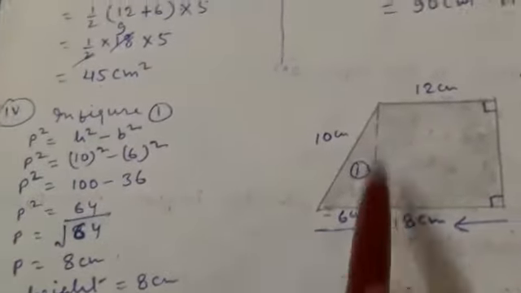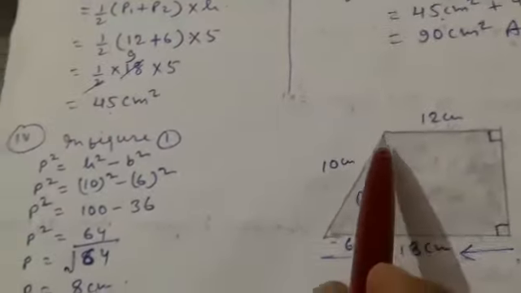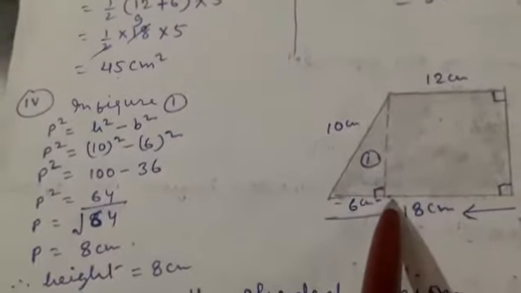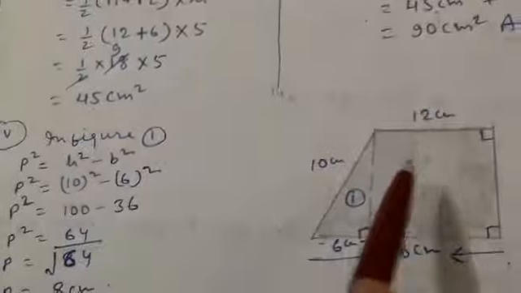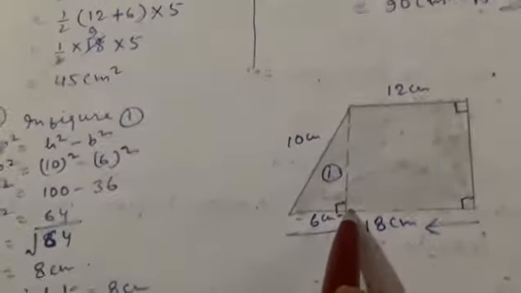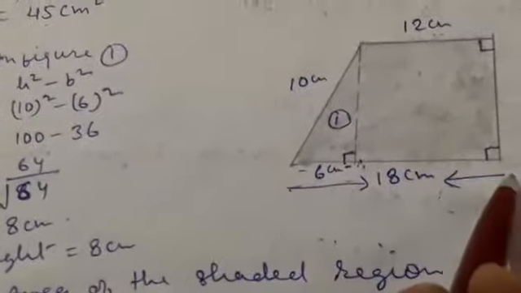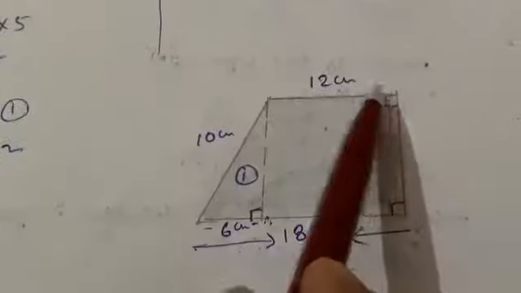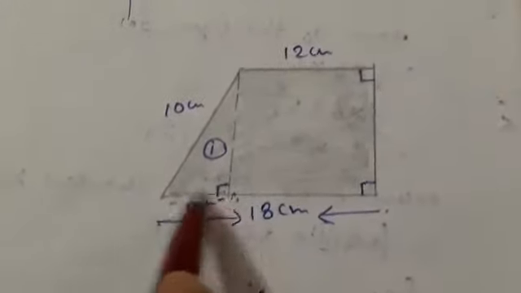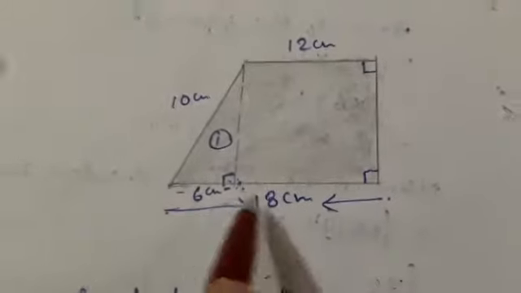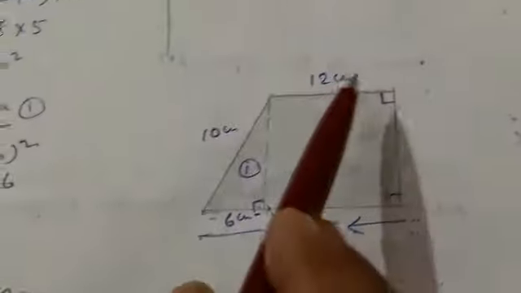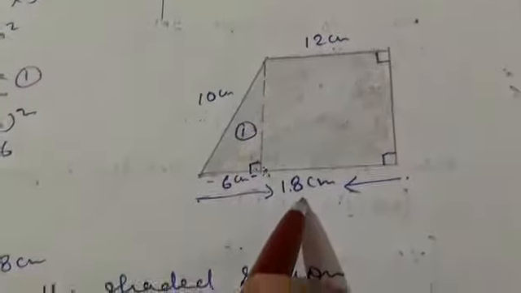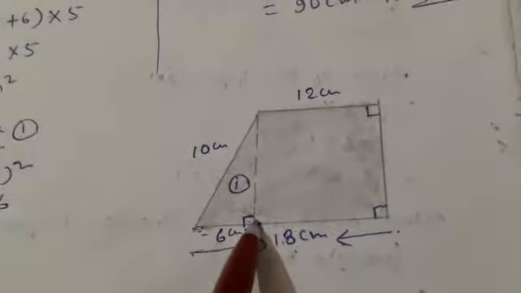So what we have to do, we will join this side so that we will find out the height of this trapezium. If this is given 18 centimeter and this is 12 centimeter, so what will be the length of this side? Obviously, if we subtract 12 from 18, we will get 6, so it will be 6 centimeter.